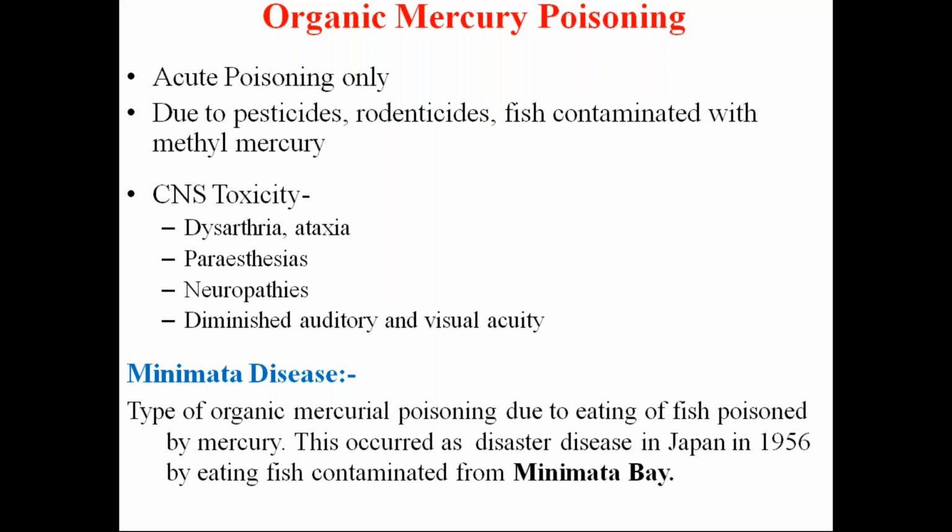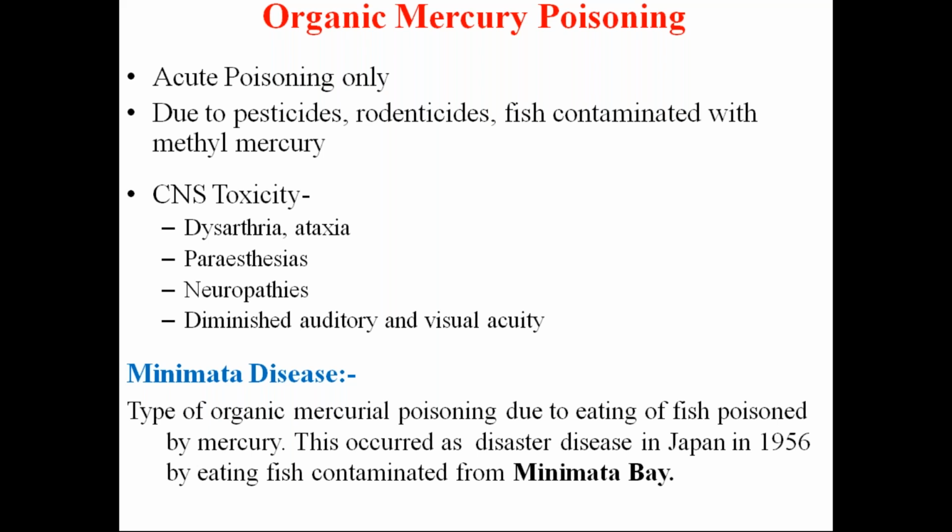CNS toxicity, where there is dysarthria, ataxia, paresthesia, neuropathies, and diminished auditory and visual acuity. Dysarthria means there is difficulty in speaking, ataxia means there is difficulty in walking, and in paresthesia the person can have tingling, numbness, and a burning sensation in the feet and hands. Neuropathies can be there, such as radial nerve, ulnar nerve, or tibial nerve neuropathies, and then diminished auditory and visual acuity changes can be seen.